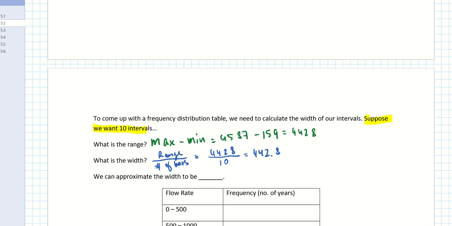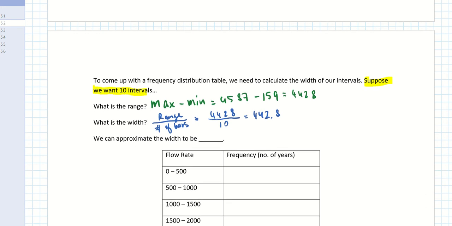So 442.8 is the exact value, but because we want to put them into ranges of values and we want to pick numbers that are easy to work with, in this case, we're going to round this up to 500, which is still going to include any values from 0 to 442, and maybe something that's slightly bigger than that. So we're going to approximate the width to be 500. Again, just to make our life easier, and so we can sort them quicker as well.